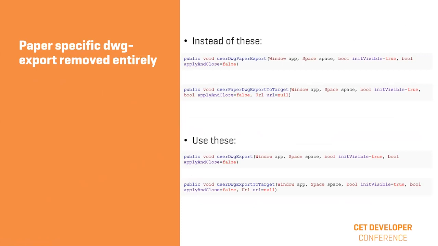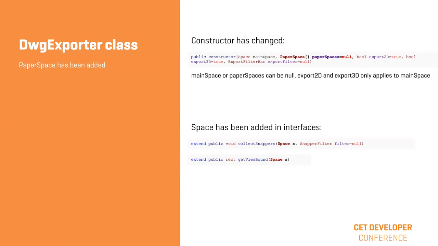The DWG exporter class constructor has changed because we have added paper space, or rather a sequence of paper spaces. In this constructor, main space can be null or paper spaces can be null. If you have both null, nothing will actually be exported, so that's a bad idea. But you can choose either of these to set the parameters. The parameters export 2D and export 3D only apply to the main space.